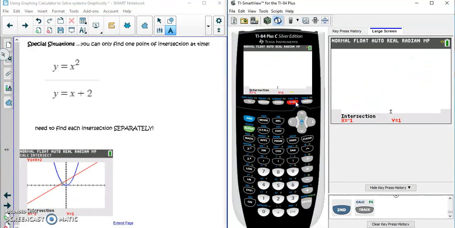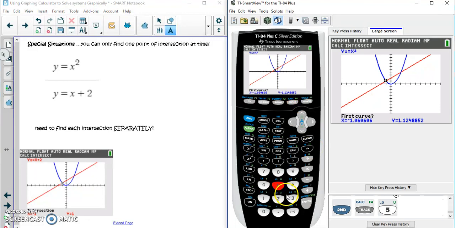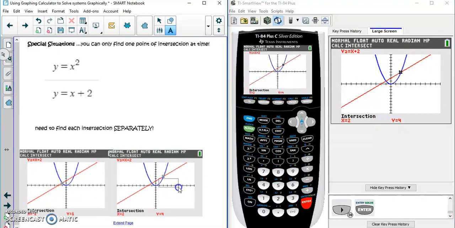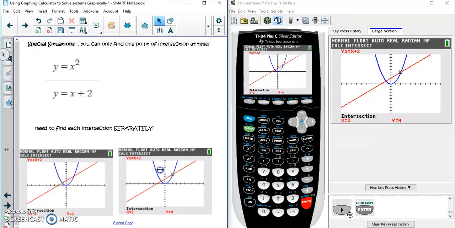If I wanted to find the other one up here, I have to repeat the entire process. Second, trace, choose option 5 for intersect. Yes, this is the first equation. Enter. What is the second equation? Yes, that's it right there. Where's my guess? Well, not here. I think they touch over here, so I have to move my cursor for the guess to find that second point of intersection. When I do that, it'll tell me the second point of intersection. So this system has two answers. They touch at -1, 1, and they also touch at 2, 4.